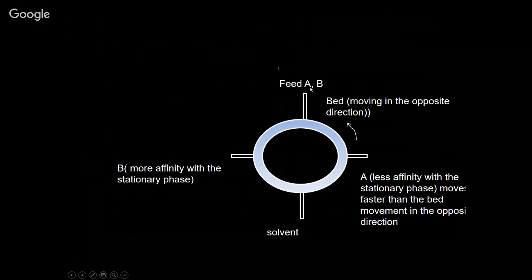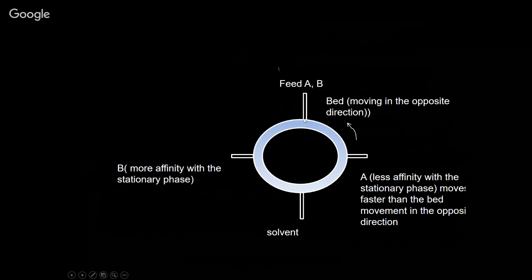So we have a feed A and B, solvent is introduced, and the bed is moving in this direction. So of course B will start coming out here, and A, which has less affinity, will start coming out here. Okay, so this is a fantastic approach because we have overcome the linearity and we are using all the column parts, and you can continuously collect A and B, and you can continuously feed A and B, and we can have continuous solvent input.